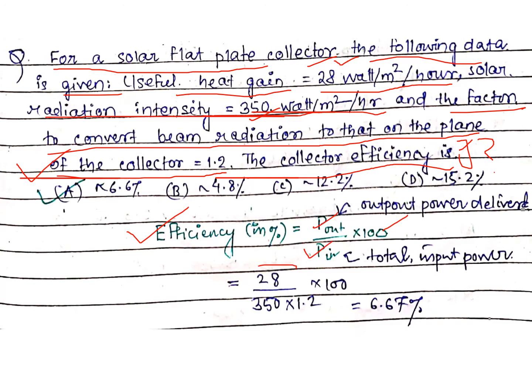In the numerator we have 28, divided by 350. We should also multiply by the conversion factor so that we get the power input, multiplied by 100. So our answer is 6.67. This is the answer that we have. This is the second question, which comes from the energy topic of the environment.